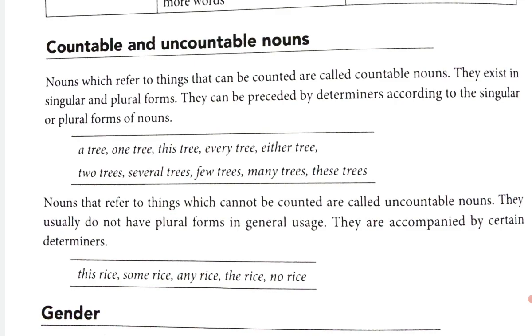A tree can be counted, but it is not the same in the case of rice. You can't say this rice, that rice, two rice, etc. You have to change the words, like some rice, any rice, the rice, no rice, etc. So that is the difference between countable and uncountable nouns. A tree can be counted, but of course rice cannot be counted. Nouns which refer to things that can be counted are called countable nouns. Nouns that refer to things which cannot be counted are called uncountable nouns. They usually do not have a plural form in general usage. They are accompanied by certain determiners.